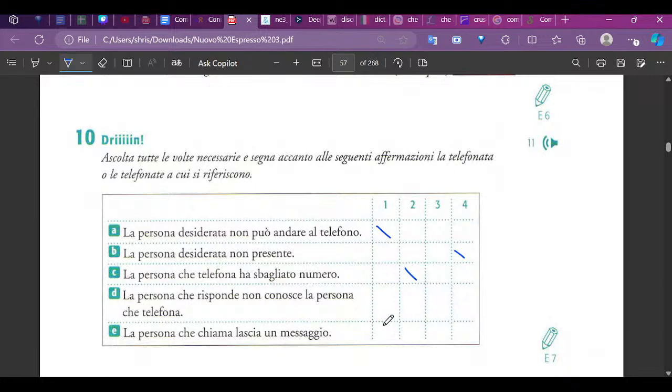Certo, Giulio, che ti sei proprio arrabbiato in quella discussione su Facebook. Quale?